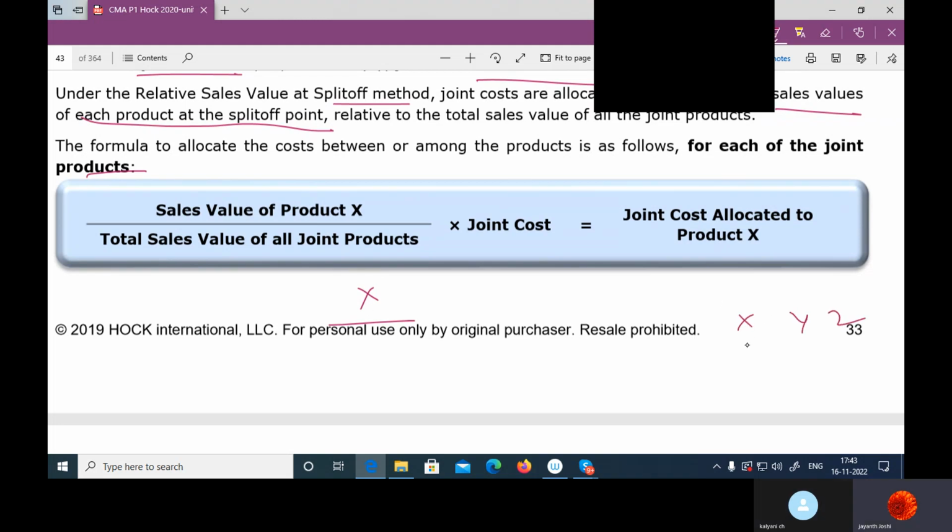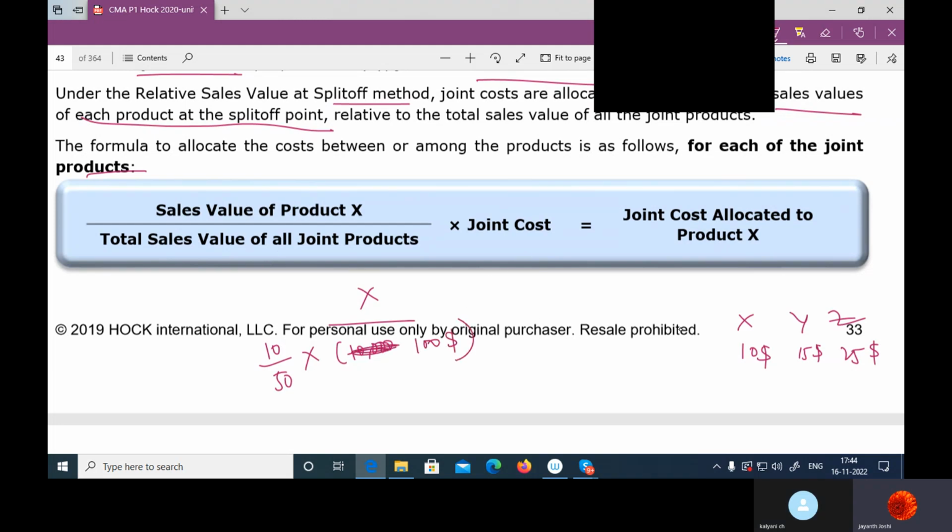Suppose X, Y, Z are three products. I get $10, $15, and then $25 as sales values. Total sales value is 50. So 10 by 50 into the joint cost. This is per unit now. Let's say the joint cost is $100.